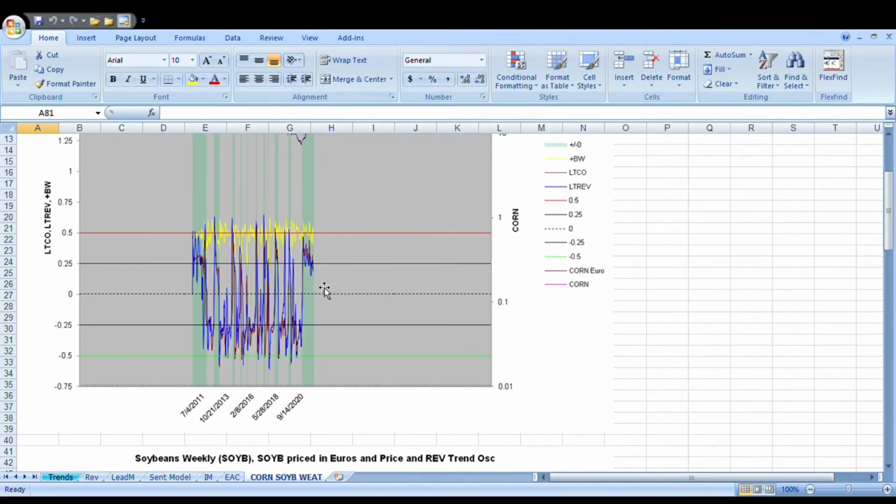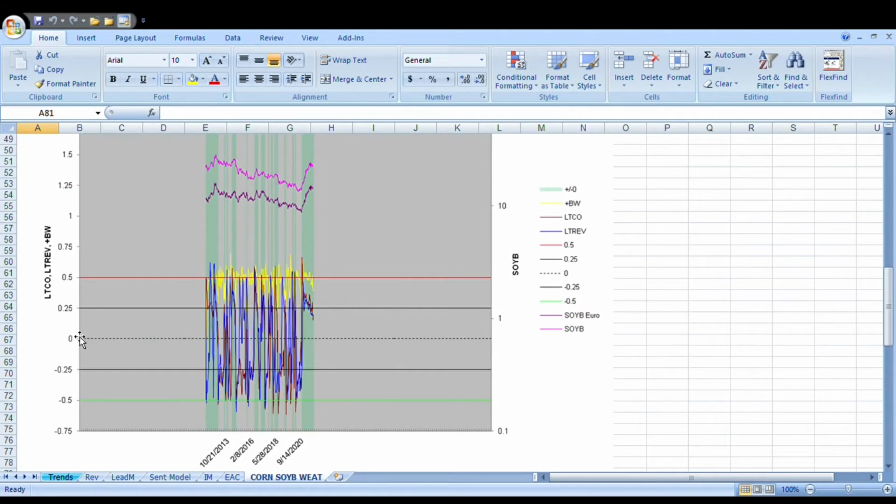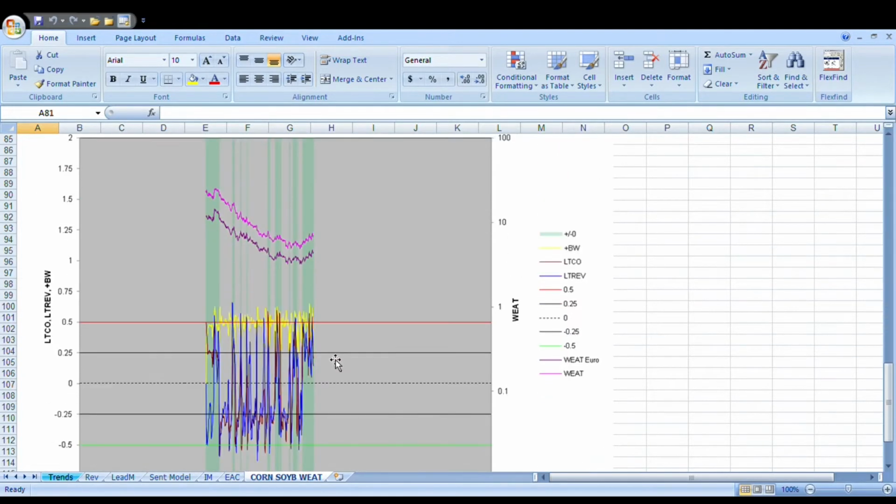So that's in corn, but we are down below 0.25 for corn. We're down below 0.25 for soybeans. I think soybeans is the lowest one out of the 3. It's quickly approaching the 0 line. And wheat is still close to 0.25, but again, it's been close to that a couple times.